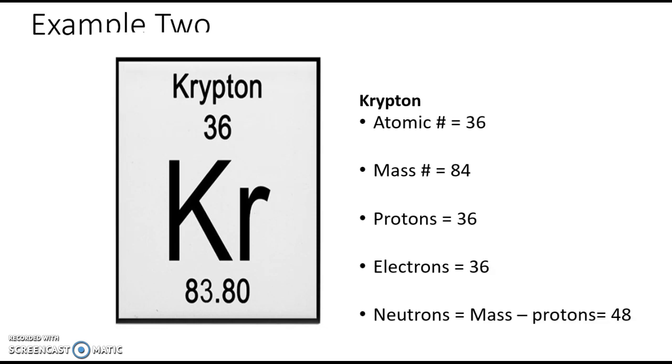So, these are the answers you should have found. If we look at krypton, the atomic number is 36. The mass number, or atomic mass, is 84 because we round 83.8 to 84. The number of protons is your atomic number, so that's 36. Protons equals electrons, so that's 36 electrons. And then we subtract mass minus protons, or atomic number, equals 48. So we have 48 neutrons.